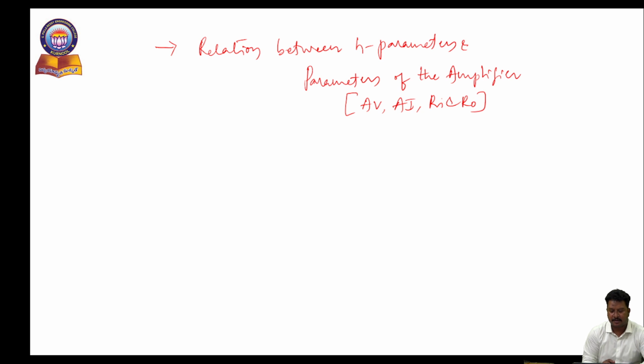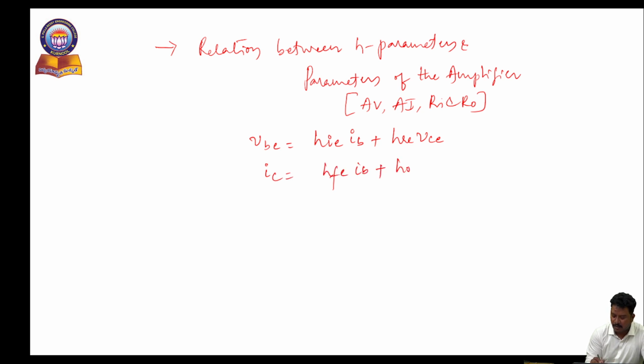So initially, I am concentrating once again on the two-parameter H parameter equations of a transistor, where VBE is equal to HIE IB plus HRE VCE, and IC is equal to HFE IB plus HOE VCE. These are the two prominent equations we came across in the previous lecture. From these, we will try to derive the voltage gain, current gain, input and output resistance.